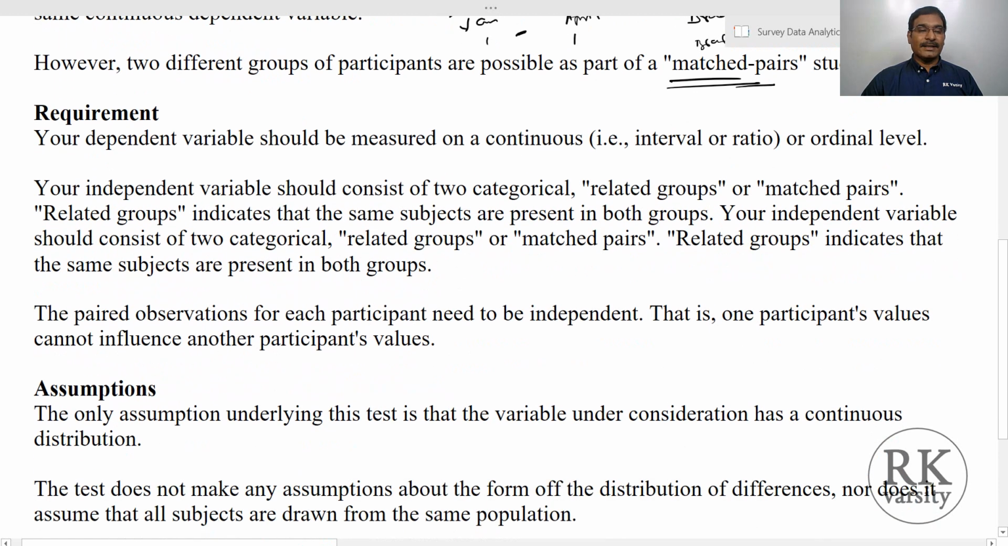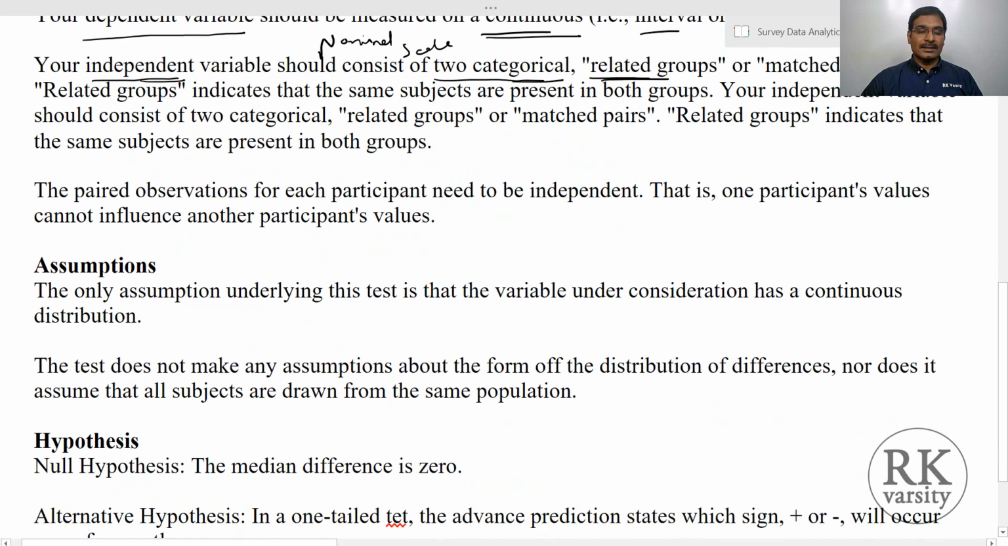Now here two different groups of participants are possible as matched pairs. The requirement is that your dependent variable should be measured on a continuous, that is interval or ratio scale, or ordinal scale. Your independent variable should be two categorical or related groups. That means your independent variable is on a nominal scale. So dependent variable is on interval or ratio scale, independent variable on nominal scale.